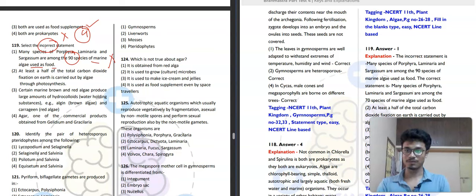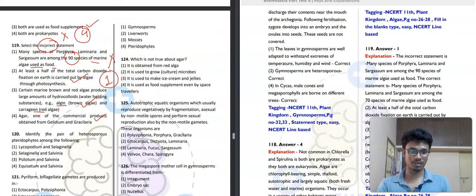Now let's check the other options as well. At least half of the total carbon dioxide fixation on earth is carried out by algae through photosynthesis. Absolutely correct. Now the third one: certain marine brown and red algae produce large amounts of hydrocolloids, water holding substances, for example algin and carrageen. It is also absolutely correct. Agar is one of the commercial products obtained from Gelidium and Gracilaria. Absolutely correct. So the first option is the incorrect one, so it is the answer for our question.